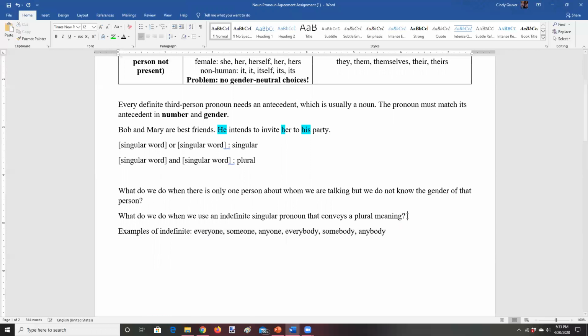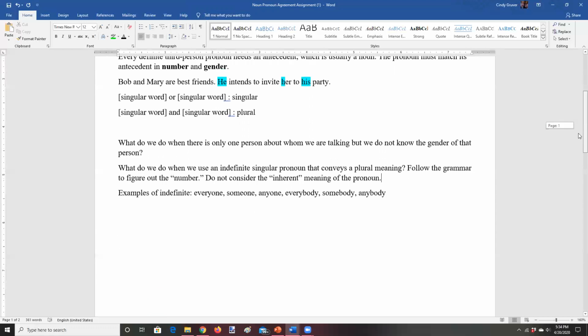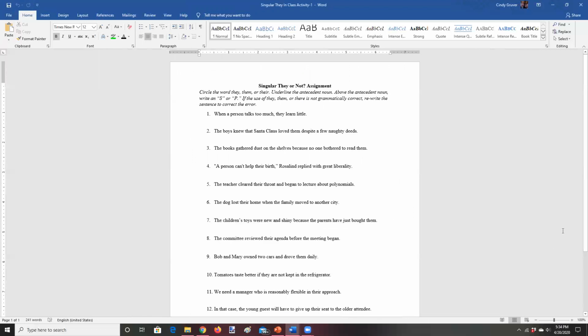I'm going to write that here. Follow the grammar to figure out the number. Do not consider the inherent meaning of the pronoun. So now we're going to go to the singular they workshop. This is an example of situations where you probably would use they or them or their in spoken English, but you're not going to use it when you're writing.